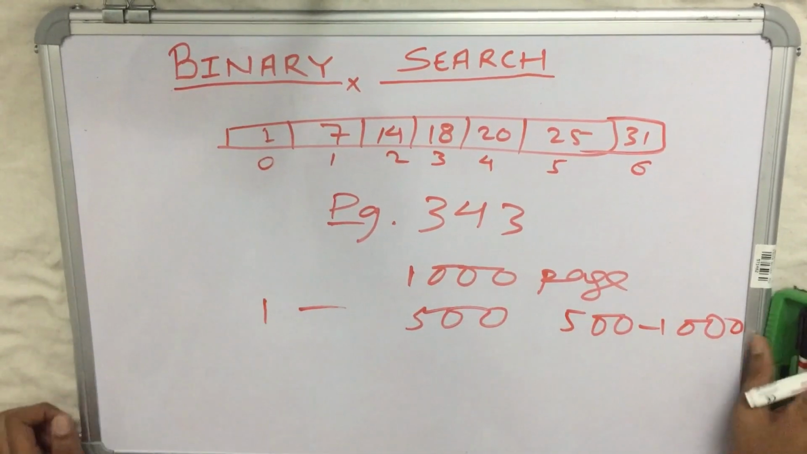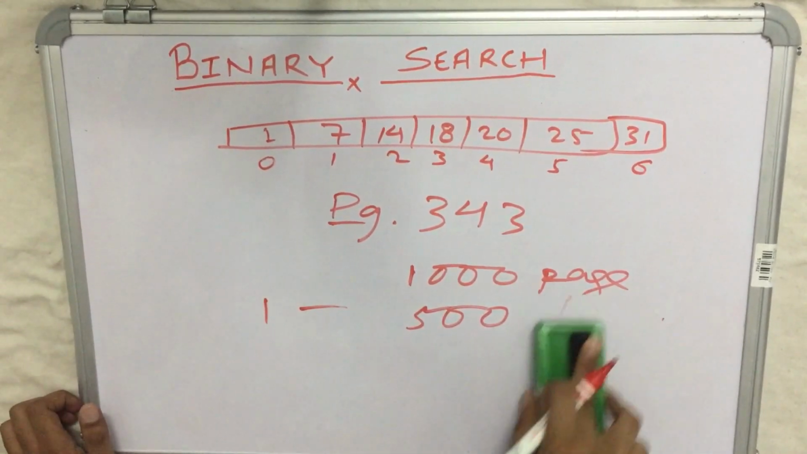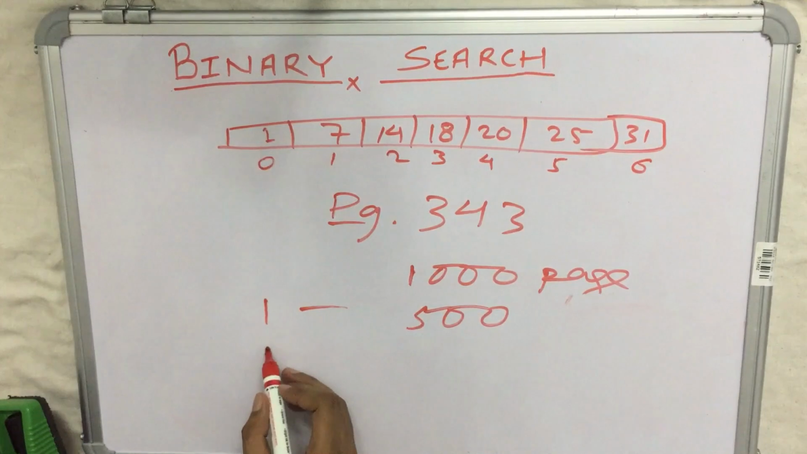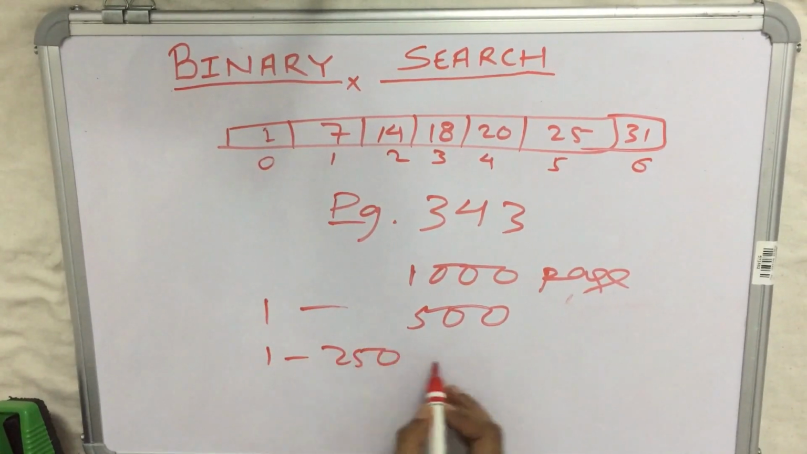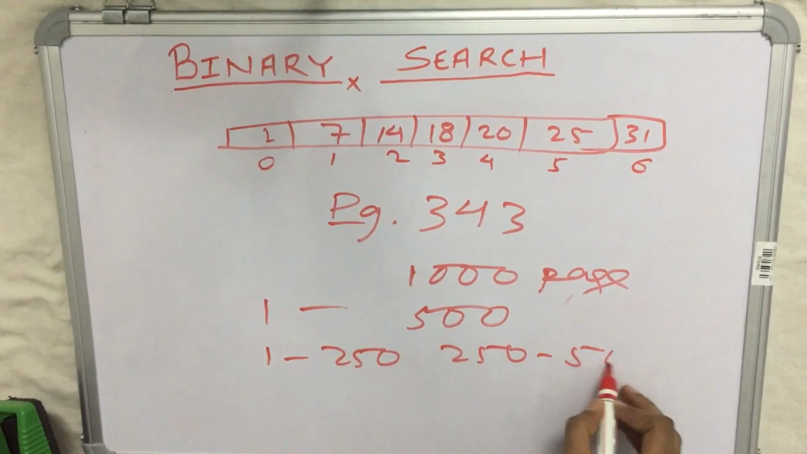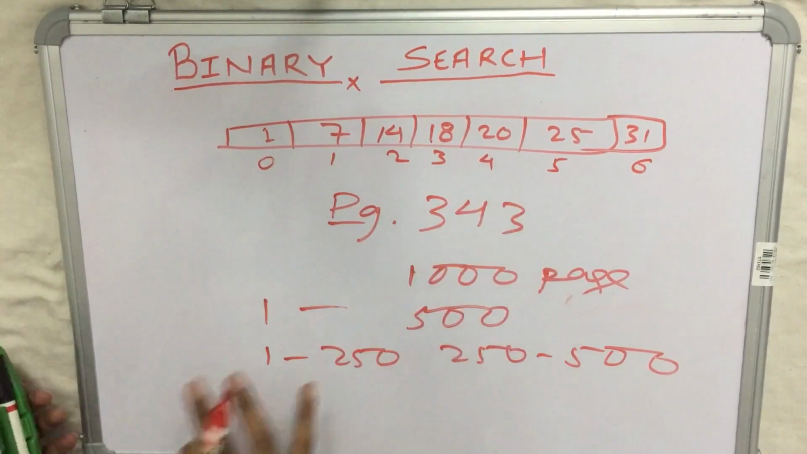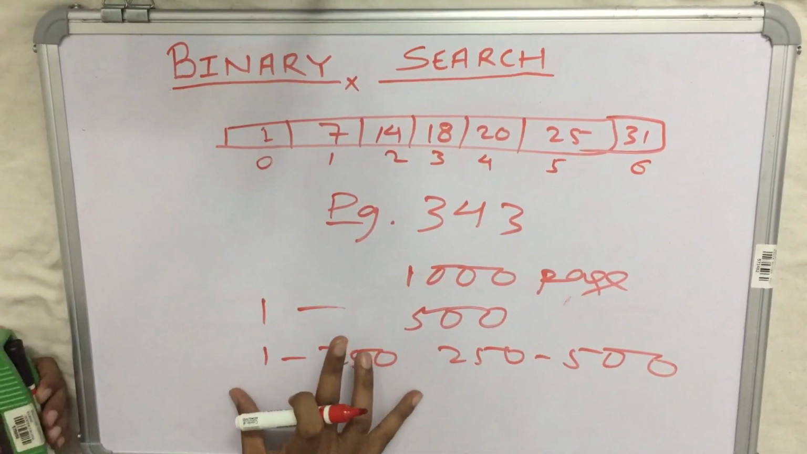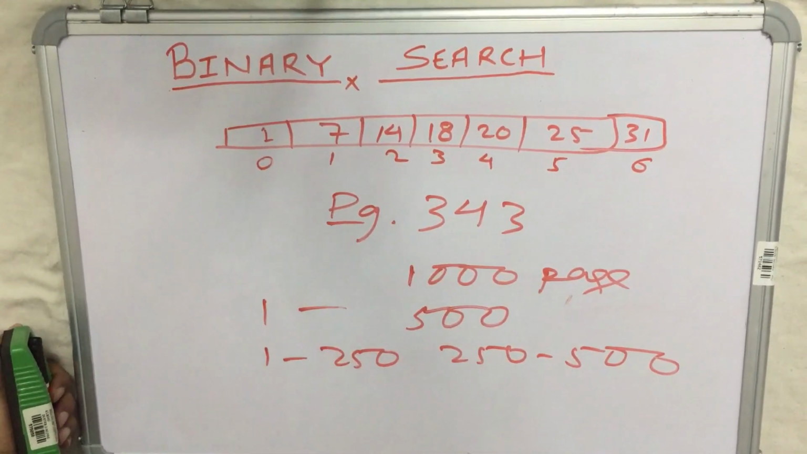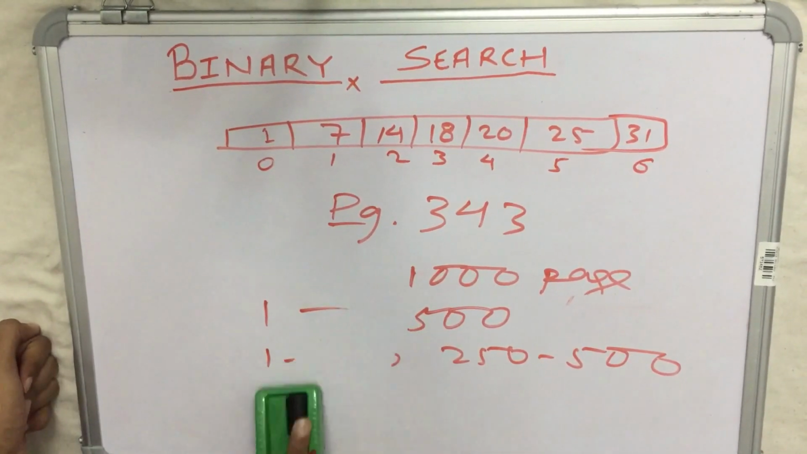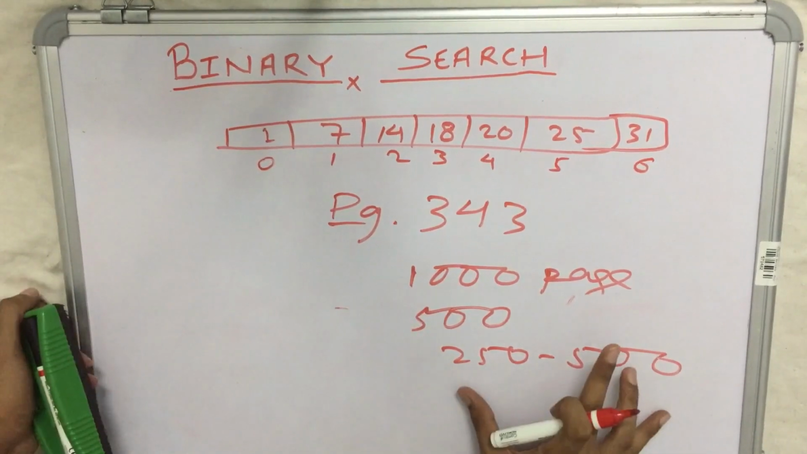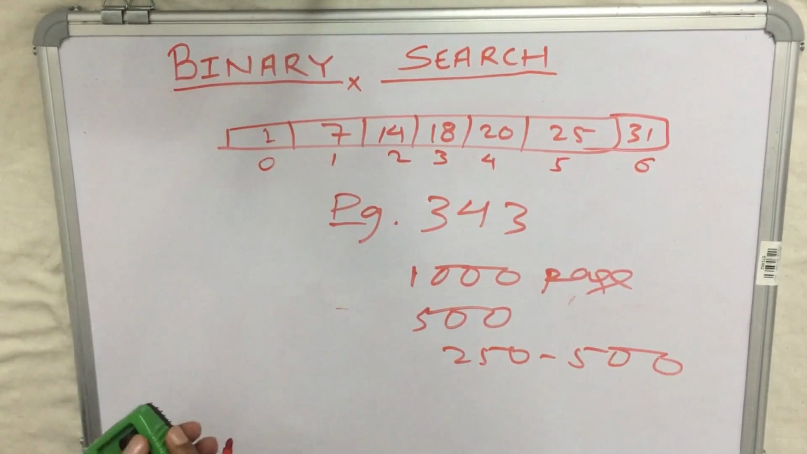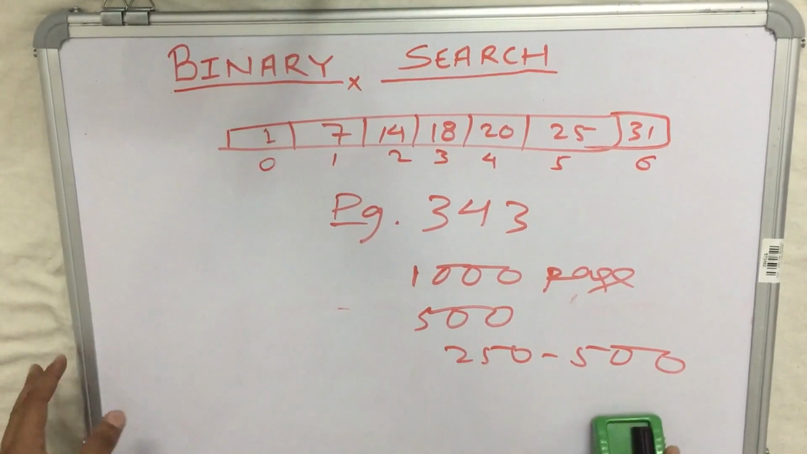So you ignore the 500 to 1000 part of the book. You then again split into 2 halves, which are 1 to 250 and 250 to 500. You can again compare that the page number 343 does not lie over here, so you ignore this and proceed to search over the other pages. This is the basic insight of what we do in binary search.